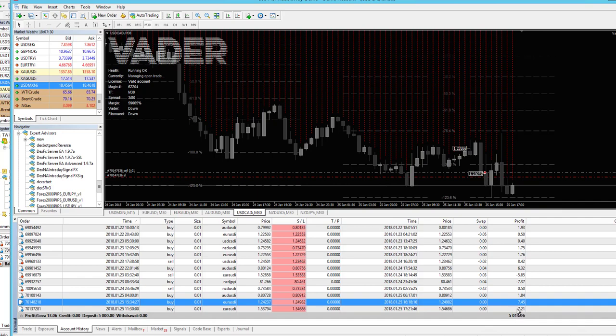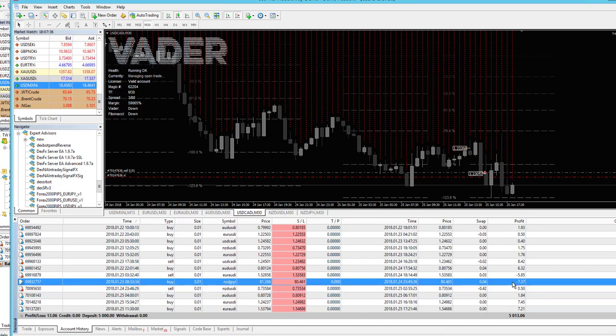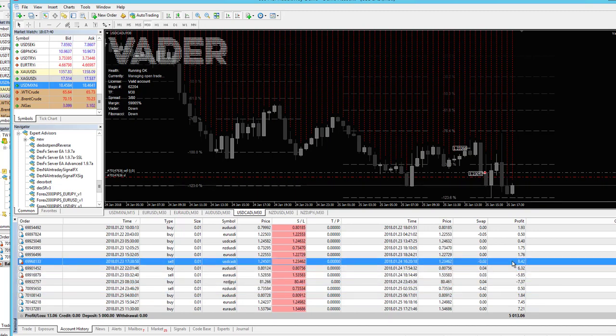And you can see 72 pips, 74 pips, 18 pips. Now, unfortunately, it doesn't go the same in the opposite direction. Had a couple losses there. But 63 pips, 84 pips. You see that? This is probably why the Vader's doing so well.